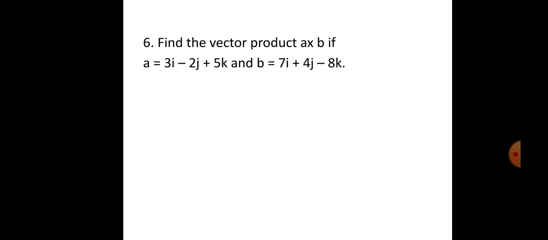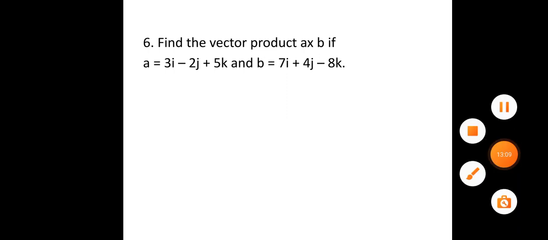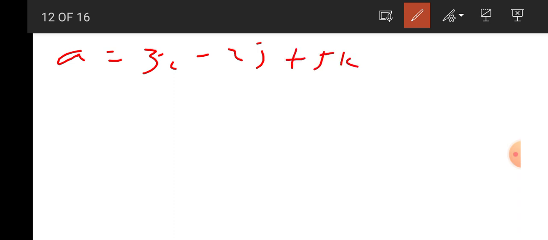Next, question number 6. Find the vector product A cross B. If the two vectors, vector A and vector B, are given, to determine the cross product of two vectors, let's use vector A. So vector A is equal to 3i minus 2j plus 5k, and vector B is equal to 7i plus 4j minus 8k.